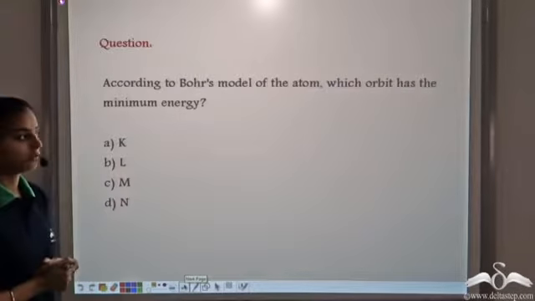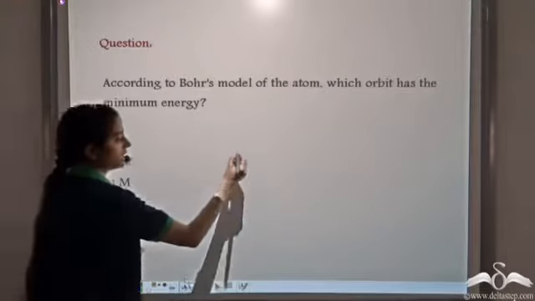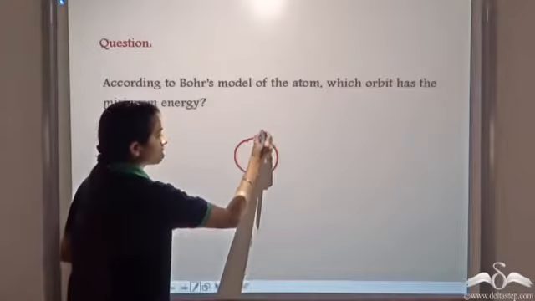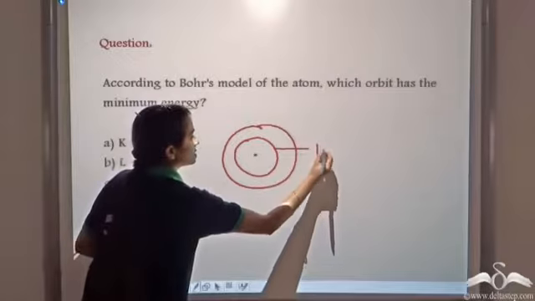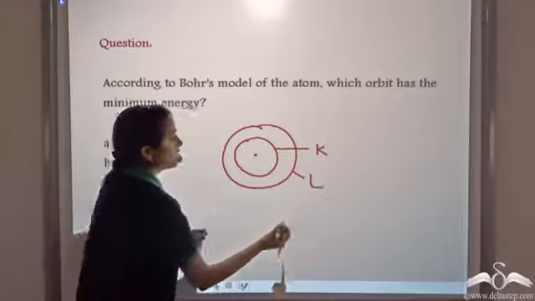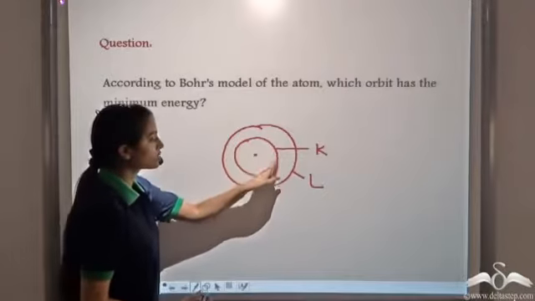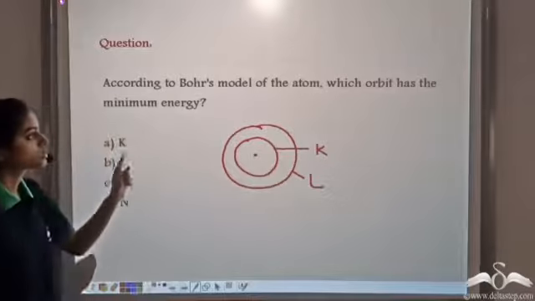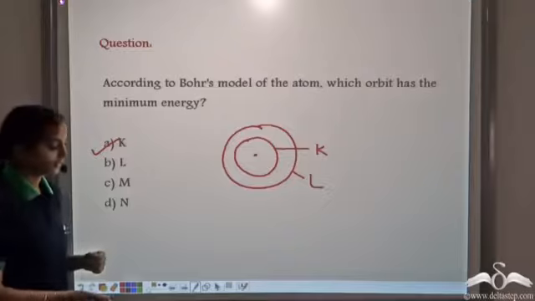According to Bohr's model of atom, which orbit has the minimum energy? So Bohr had marked his orbits as if this is the nucleus. The first orbit he had named as the K shell, the second was L, and he related the size of the orbit to their energy. So the smallest orbit which is closest to the nucleus has minimum energy. So the orbit which has minimum energy is the K orbit or the K shell.